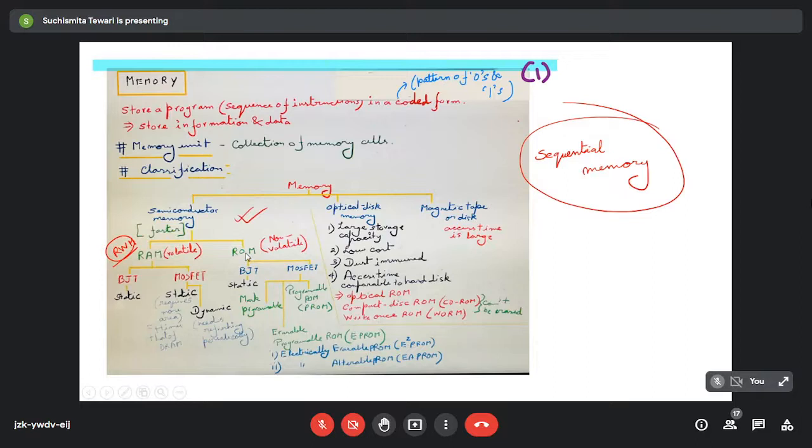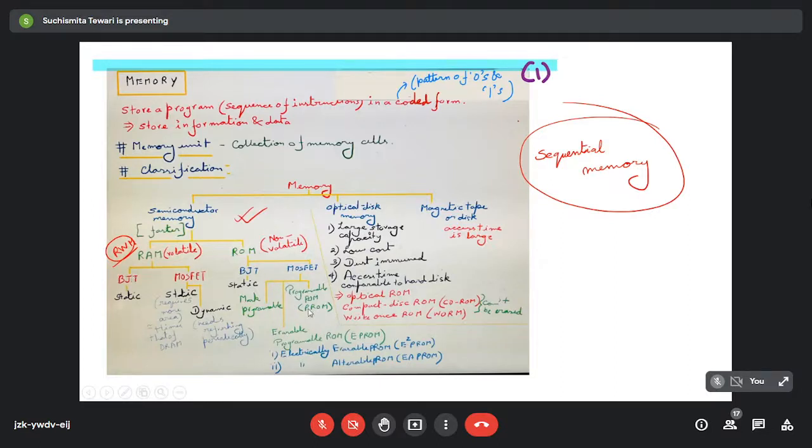In case of ROM, with BJT we can use the static ROM, but here we are more interested in the MOSFET based ROM. It can be mask programmable, programmable ROM, that is PROM, or erasable programmable ROM, that is EPROM. And in this erasable programmable ROM, there are two types. One is electrically erasable, another one is electrically alterable. So one is E squared PROM, another one is EAPROM. We will see that, but mainly we will focus on PLA or PLD.